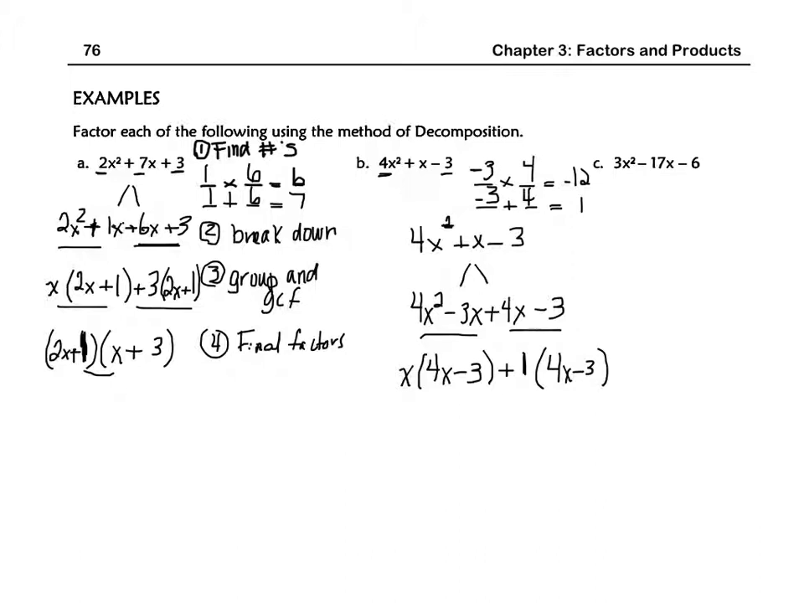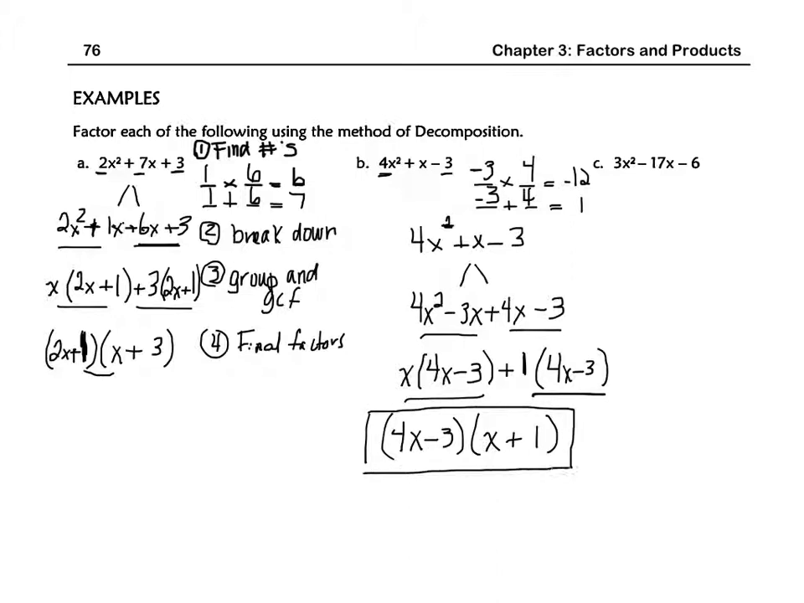And now if you look at this group and this group, you can see that they both have a common factor of 4x minus 3. So you're going to take that out front. And then what you have left, if you take 4x minus 3 out of the first group, you're left with x. And if you take it out of the second group, you're left with 1. And this would be your answer. I should highlight the last one as well. This was our answer.